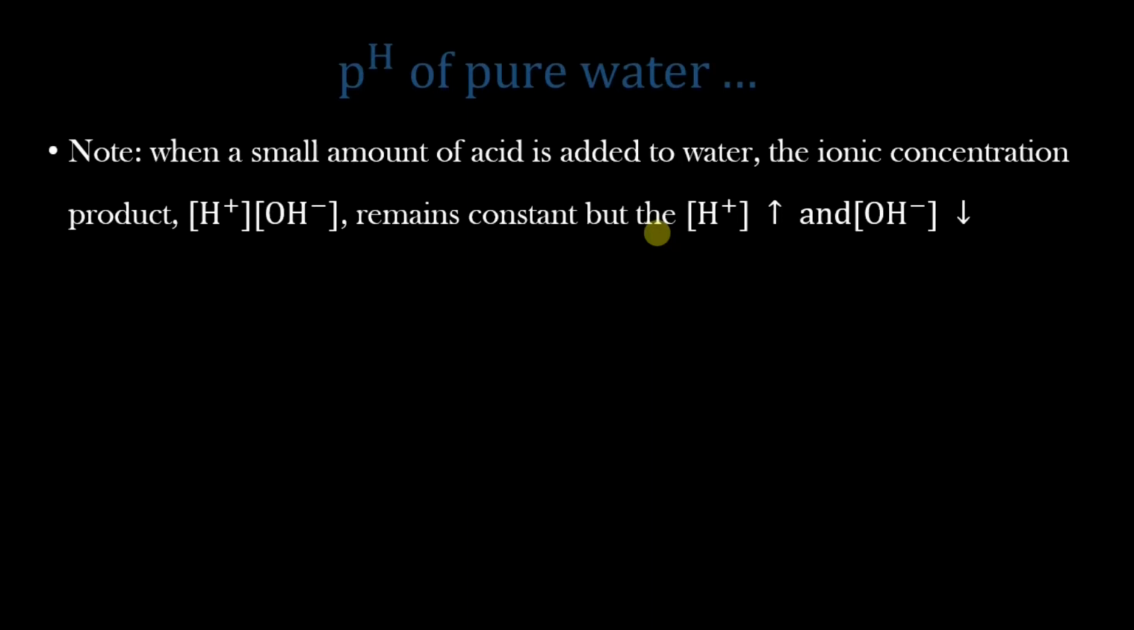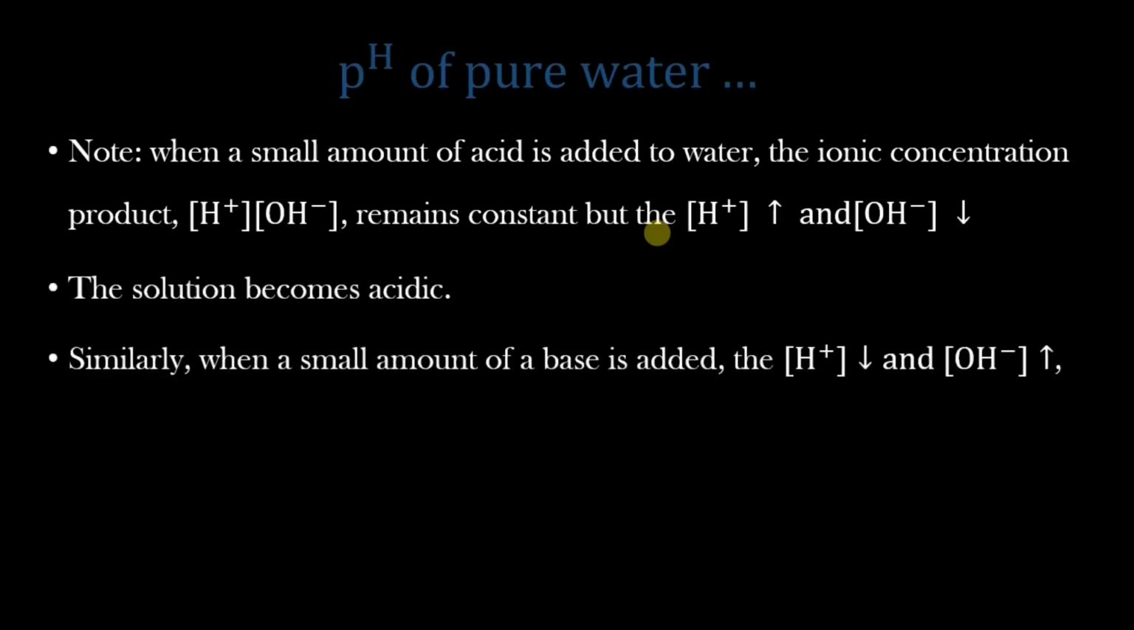Now, something to note is that when we add a small amount of acid to water at 25 degrees Celsius, the ionic concentration product, that is the molar concentration of hydrogen ions multiplied by the molar concentration of hydroxyl ions, will remain constant, but the concentration of hydrogen ions will increase while that of hydroxyl ions will reduce. So if the concentration of hydrogen ions is now more than that of the hydroxyl ions, it implies the solution is going to be acidic.